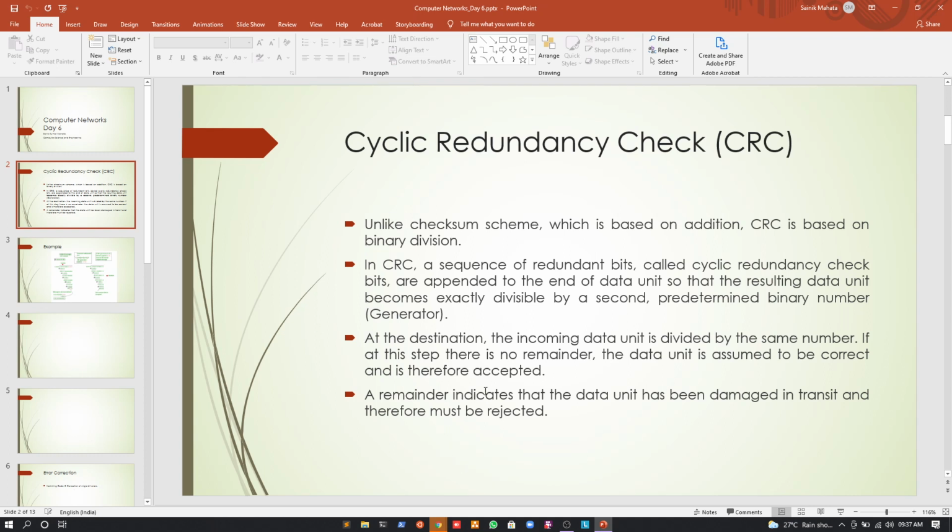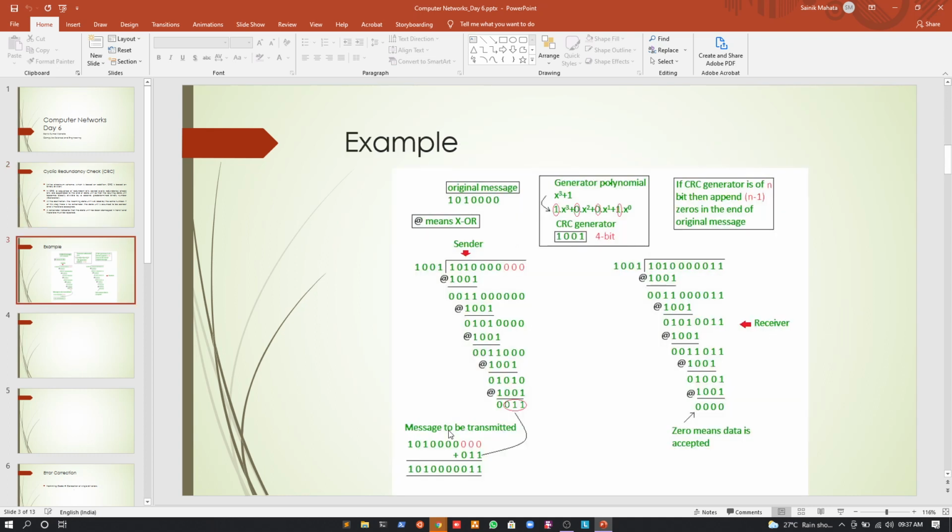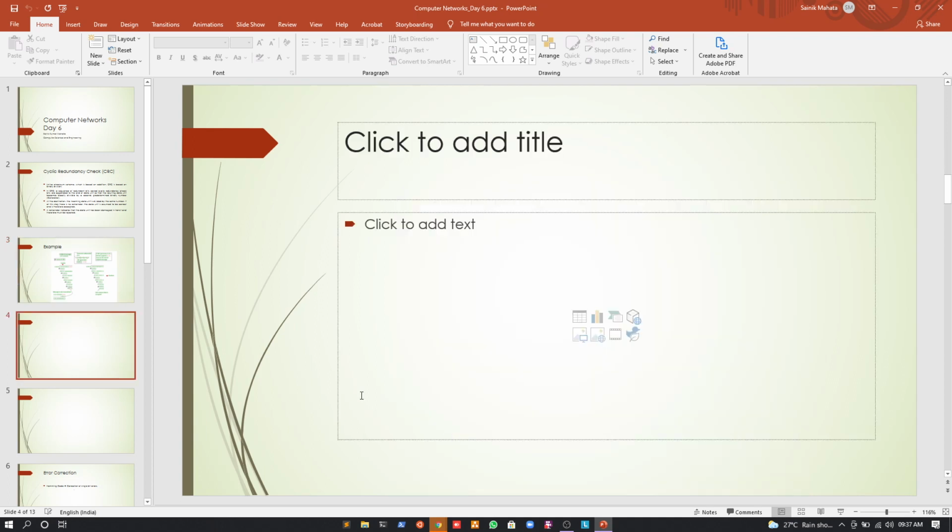Also, whenever we are dividing at the receiver side, a remainder indicates something. If a remainder is set, which means the remainder is not all zeros, if there is one 1 or two 1s or three 1s, then the remainder indicates that the data unit has been damaged in transit and therefore must be rejected. Okay. So, again we will see in the example what the result is if there is an error, and what the result is if there is no error. Okay. So, the example is given here, but again we will try and show this using our own example.